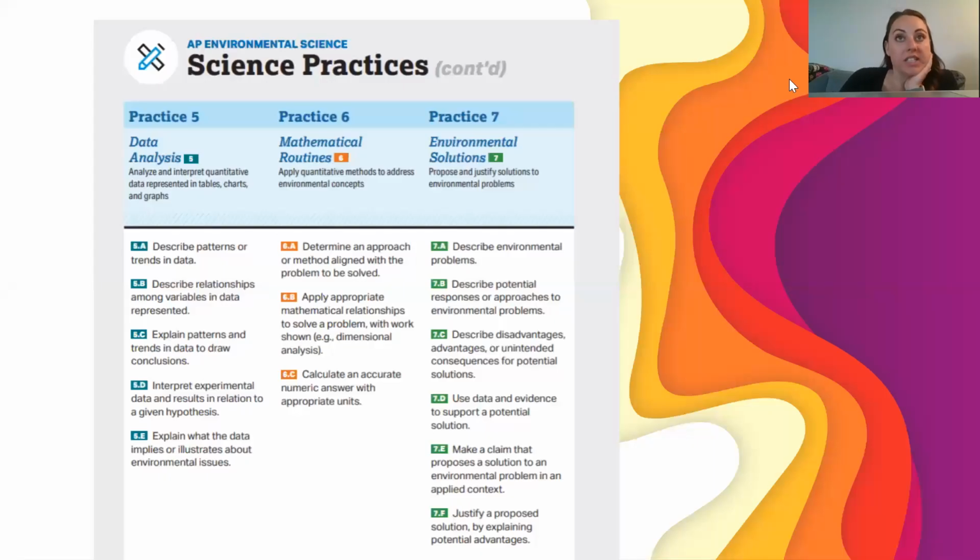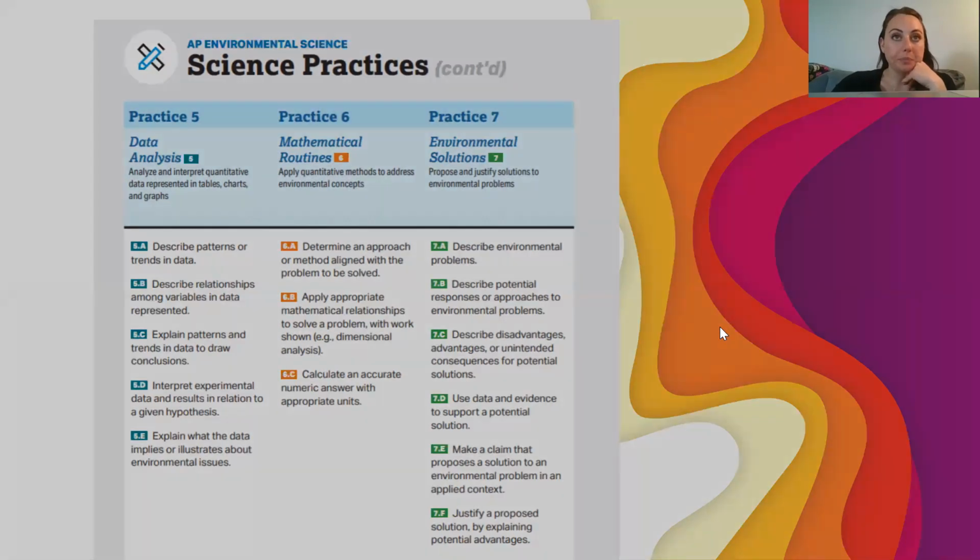Okay, and then the very last one is science practice 7. This one is heavily focused on in FRQ number 2. This is going to ask us to provide solutions. So maybe these environmental problems are things such as deforestation or a growing human population or a decline in birth rate. Maybe the problems include things like an invasive species or an endangered species. So those are environmental problems. So A and B just ask you about describing the environmental problems, whereas E and F, we're going to talk about in just a minute, and require a little bit more higher level thinking.